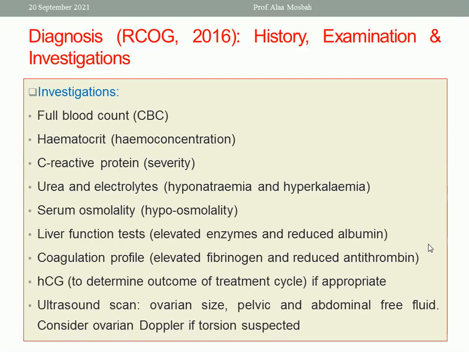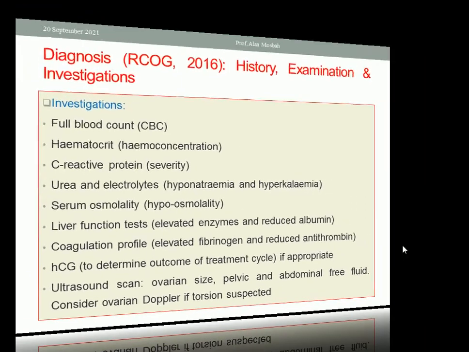Ultrasound scan for ovarian size and for pelvic and abdominal free fluid. Also, you may need to do a Doppler ultrasound if you suspect torsion of the adnexa, and this patient is at high risk for torsion because the ovaries are enlarged, and torsion may happen as a complication.